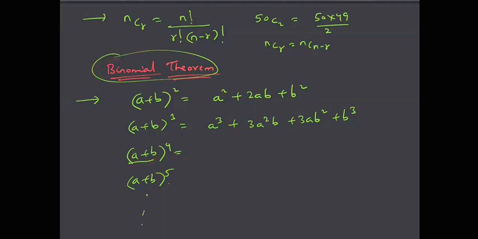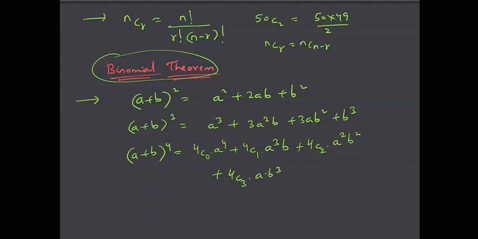So (a plus b) whole power 4 is equal to 4C0 into a power 4 plus 4C1 into a cube b. When the highest power of a is 4, then one power of a reduces and one b appears. Then plus 4C2 into a square b square. One power of a decreases, a cube becomes a square, and one power of b increases, b becomes b square, plus 4C3 into a into b cube. The same thing is going on: one power of a decreases, one power of b increases. Here the power of a was 2, now it is just 1. Here the power of b was 2, now it has increased to 3. And finally plus 4C4 into a power 0, which is basically 1, and b power 4.